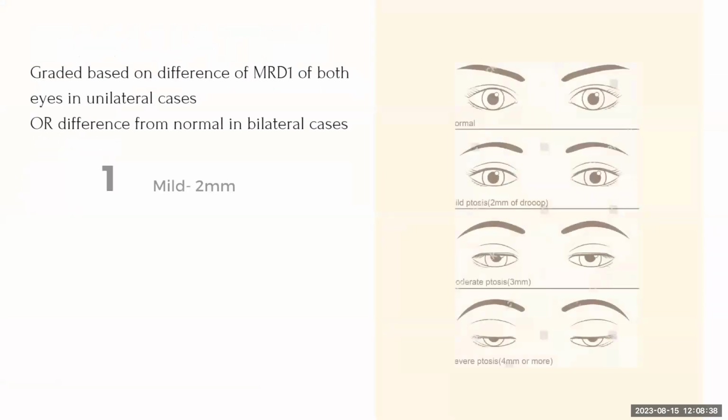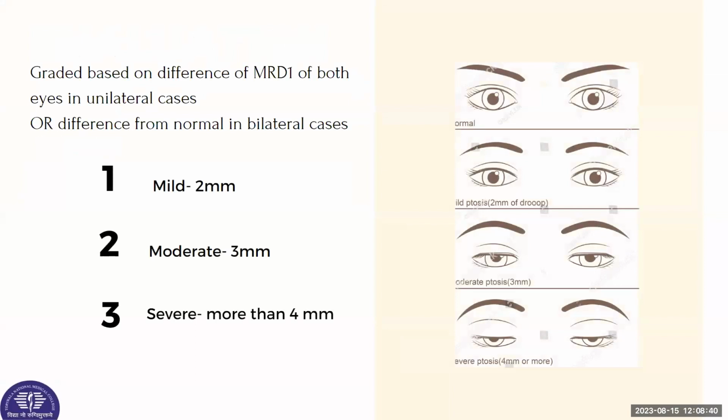Ptosis can be graded based on the difference of MRD1 of both eyes in unilateral cases, or difference from normal in bilateral cases. The first one is mild, which is 2 mm, moderate 3 mm, and severe is more than 4 mm.